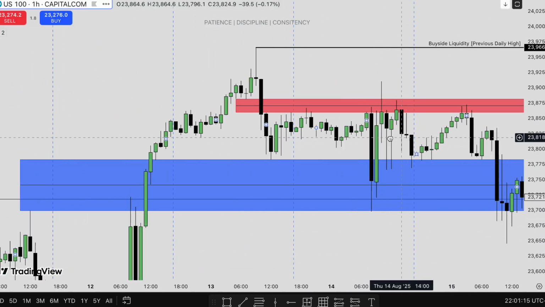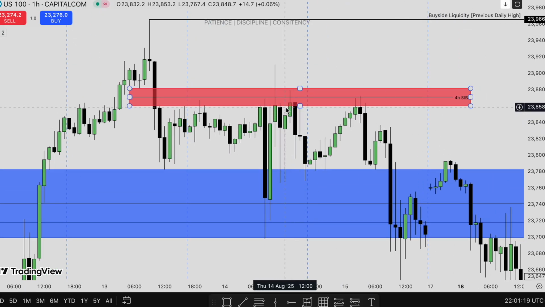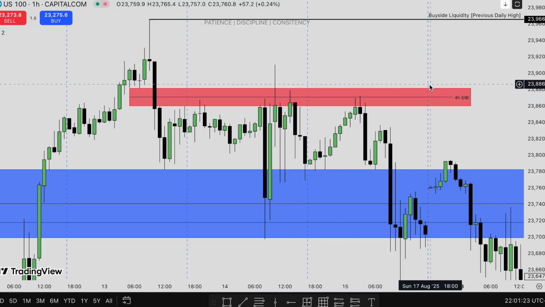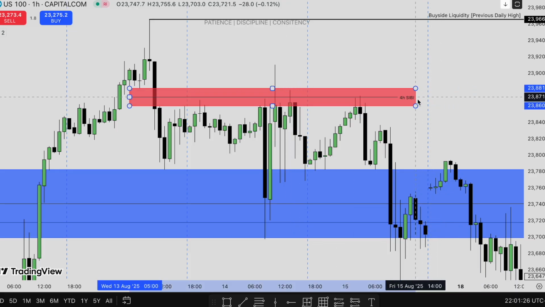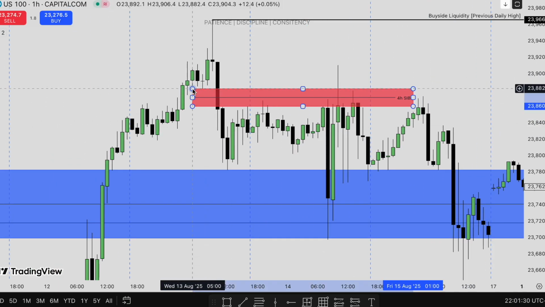Alright. So I'm just gonna refine this real quick. Look, the bodies just failed to close, even reach the consequent encroachment of this 4H CB. Just shows that price was clearly weak. Alright, but I'm just gonna refine this real quick.